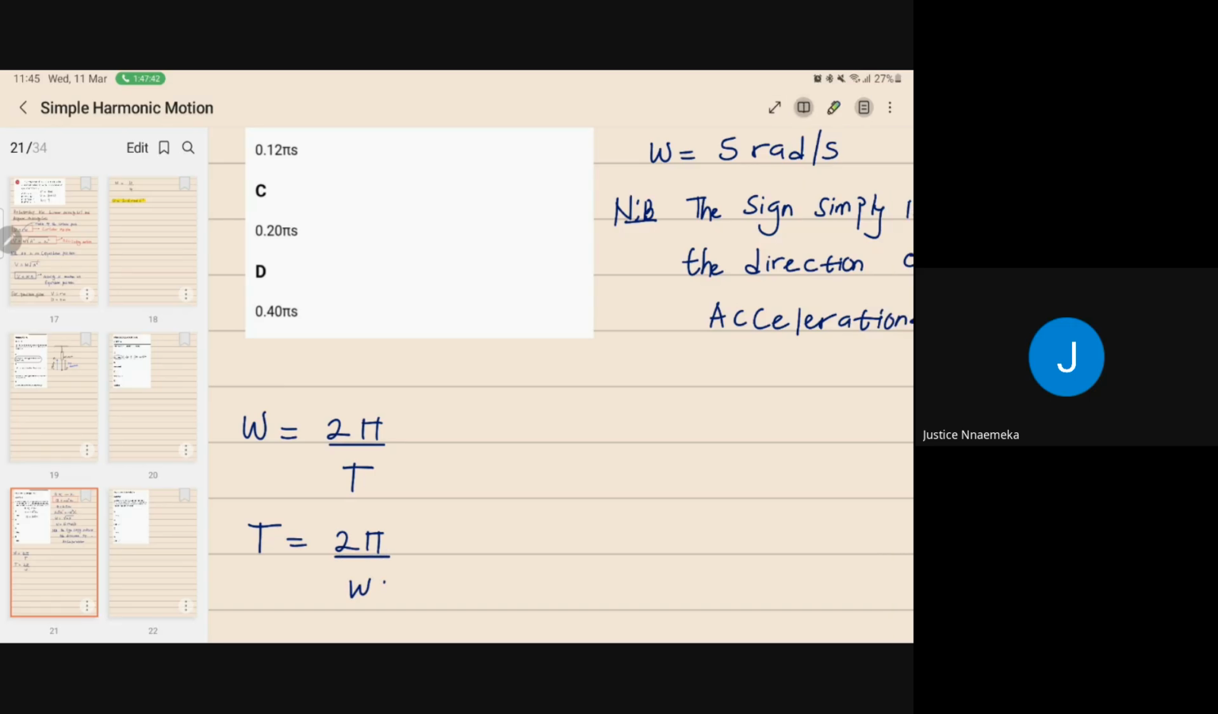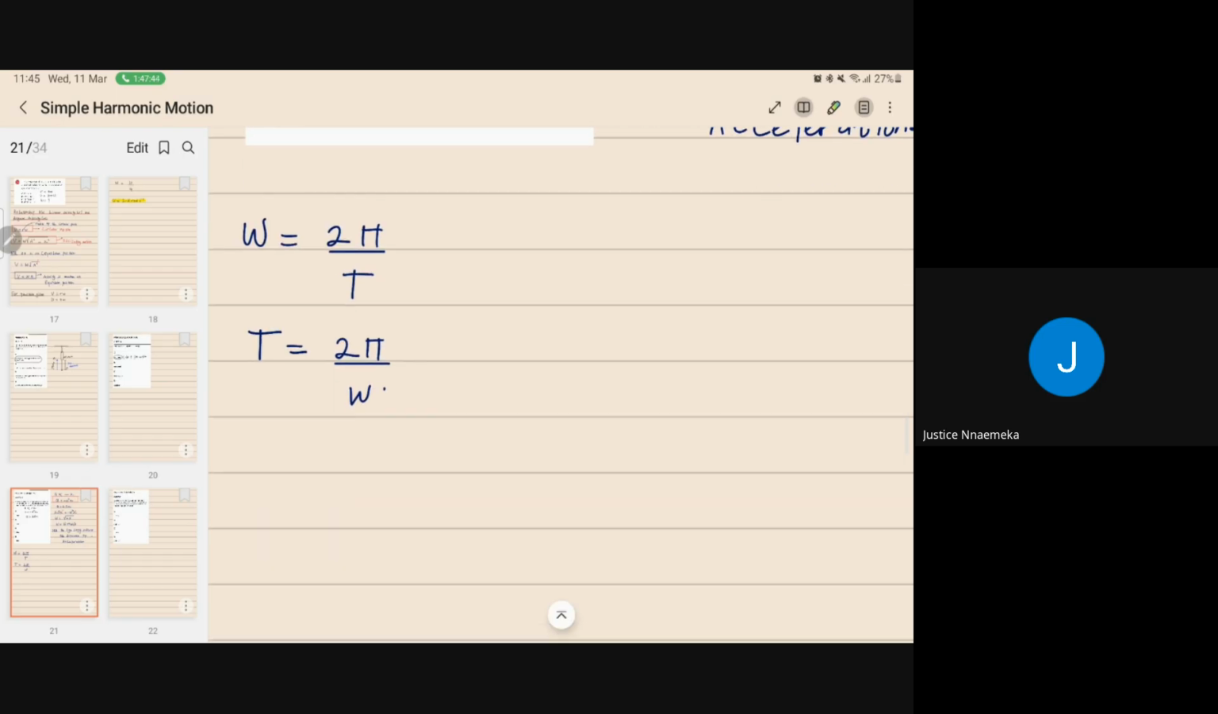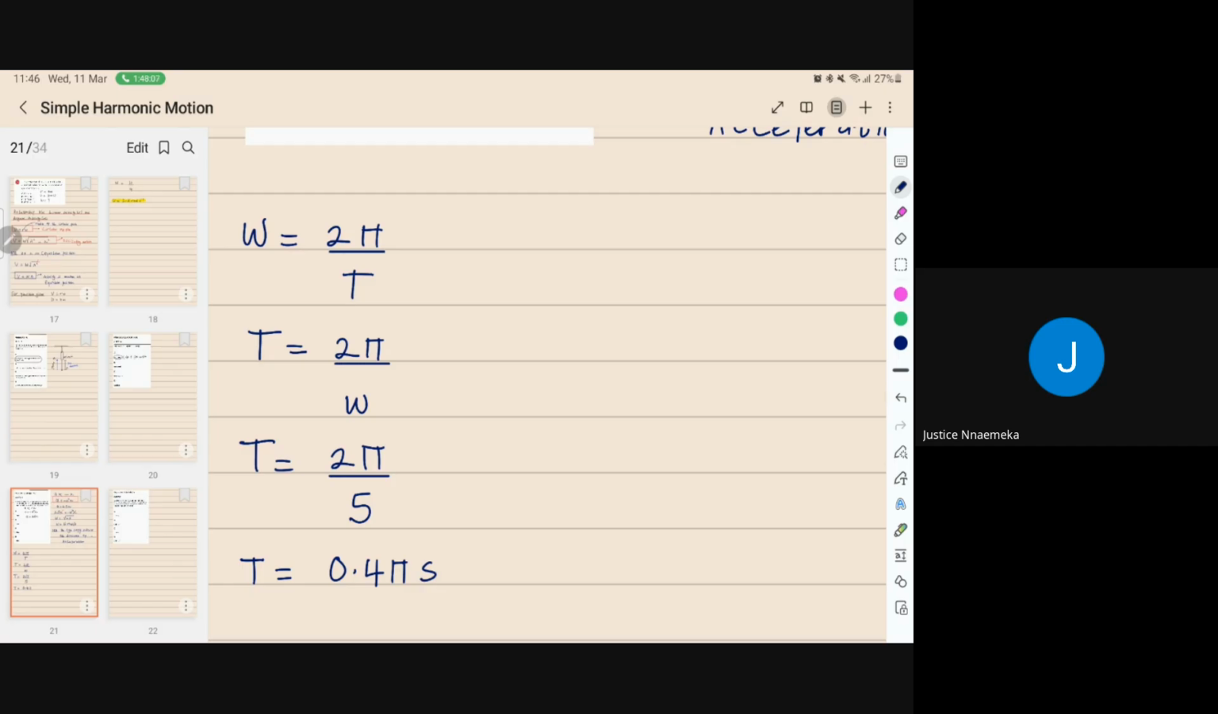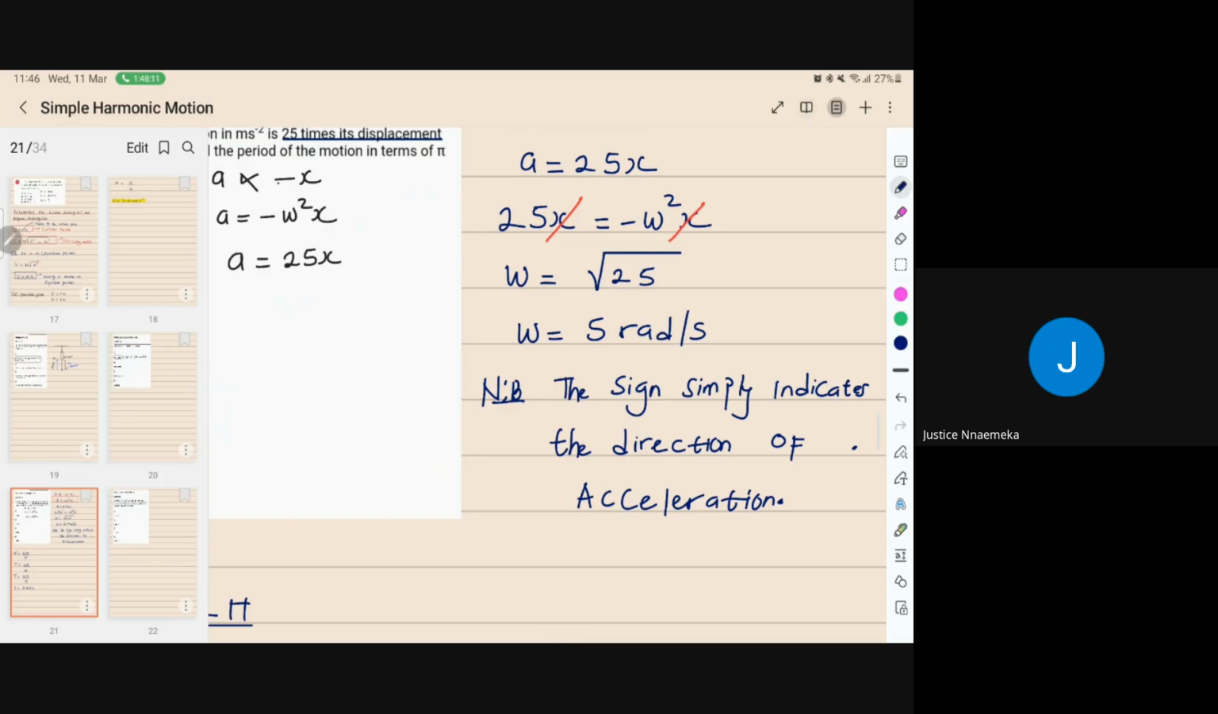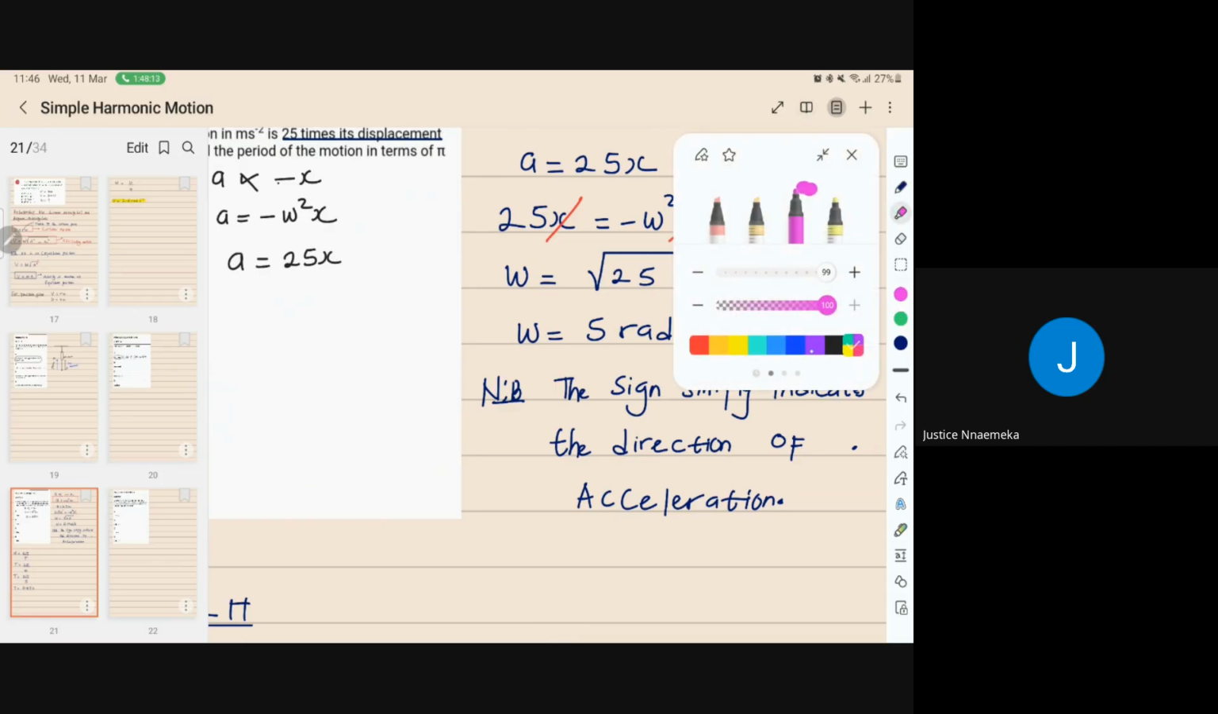But remember that we are asked to leave our answer in terms of what? Pi, right? So I have 5 here to be my omega, so that my period T will now be equal to 2 pi divided by what? The radian is 5. And we know that 2 over 5 should give us 0.4. So this is 0.4 pi seconds. So that implies that we've calculated our period following those formulas we've been practicing all this while.